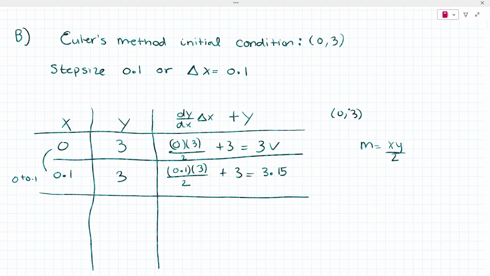Can we stop here? No, we have to keep on going until we get the x value 0.2. So you add increments of 0.1 because that's our delta x. So 0.1 plus 0.1 is 0.2. And then my y value is this answer, 3.15. Then it's going to be x times y over 2. So my x is 0.2, my y is 3.15, all over 2 plus your y value, which is 3.15.